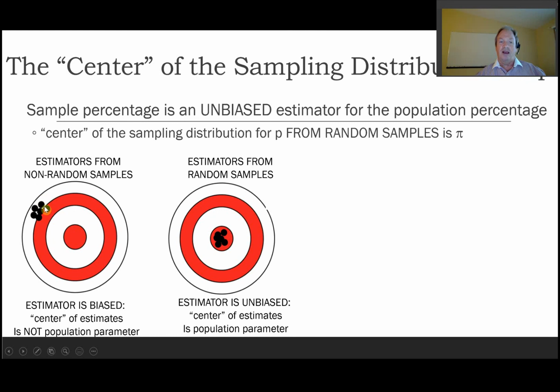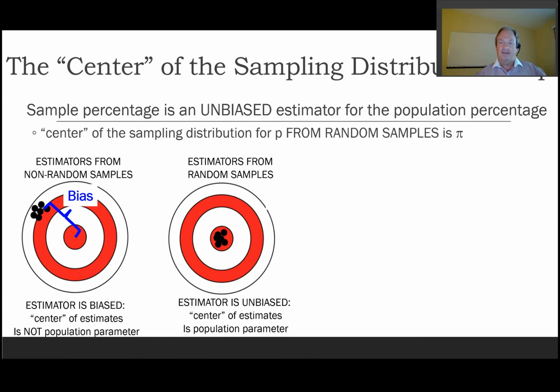And so they're not going to be centered around the population parameter. And actually, this difference between where the sample estimates are centered around and where they should be centered around, the parameter, that's called the bias. That's the offset in those two centers.